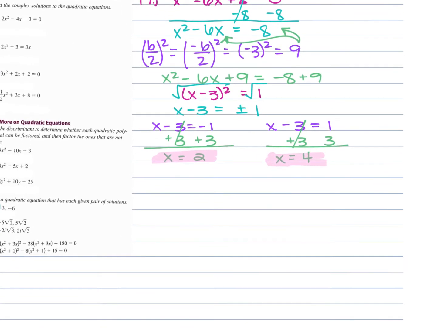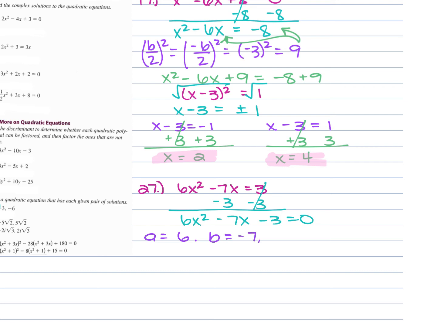The next one we're going to look at is number 27. 27 tells you to solve by using the quadratic formula. This gives us 6x squared minus 7x is equal to 3. For this one, we have to move that 3 over first, so we're going to subtract it from both sides. This gives us 6x squared minus 7x minus 3 is equal to 0. Your A in this case is 6, B is negative 7, and C is negative 3.